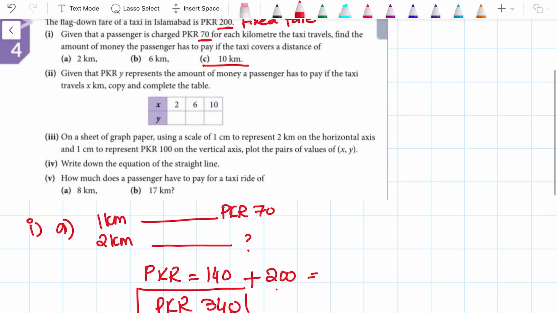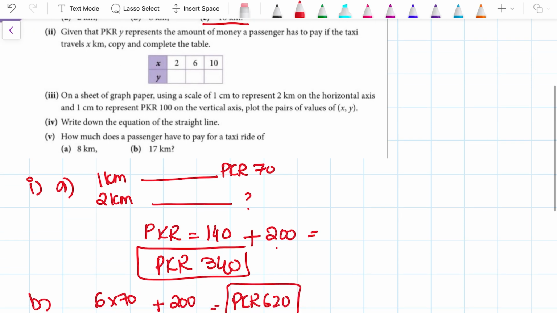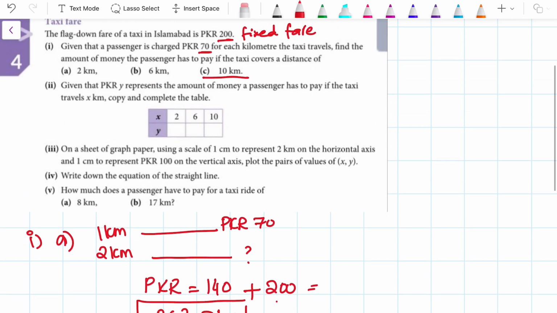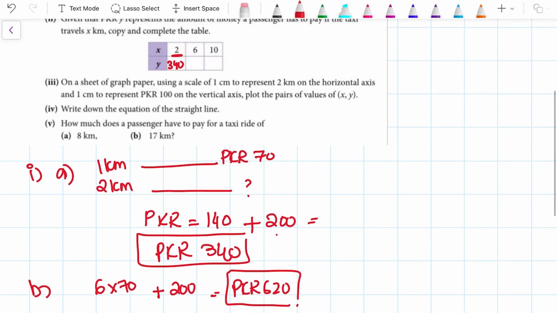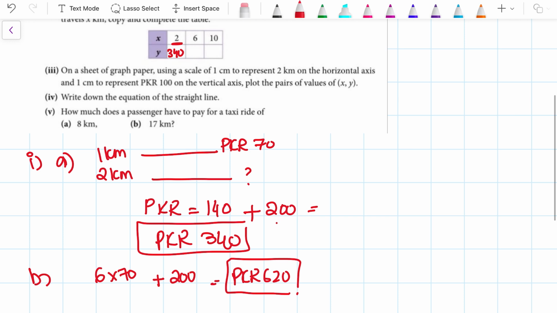Now the second part. Given that PKR Y represents the amount of money a passenger has to pay if the taxi travels X kilometers, copy and complete the table. So these are the same values that you've calculated above. You just have to put them in the table. So for 2 kilometers, you're paying 340. For 6 kilometers, you're paying 620. And for 10 kilometers, you're paying 900.